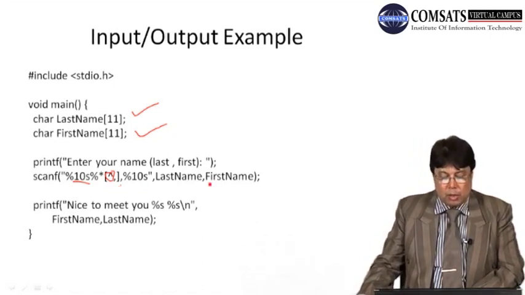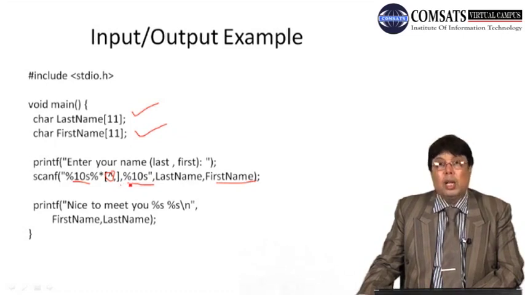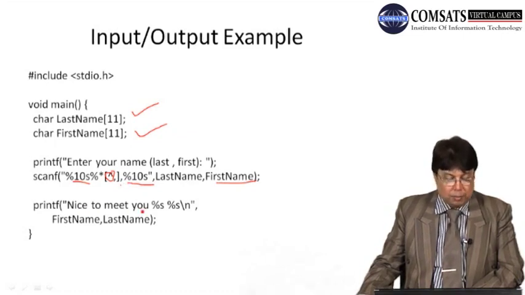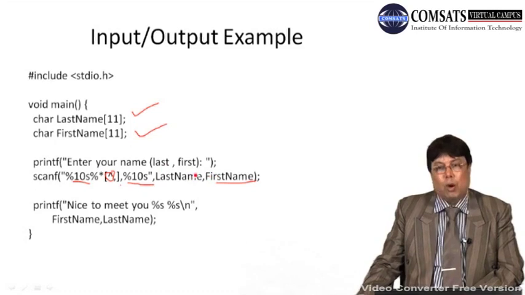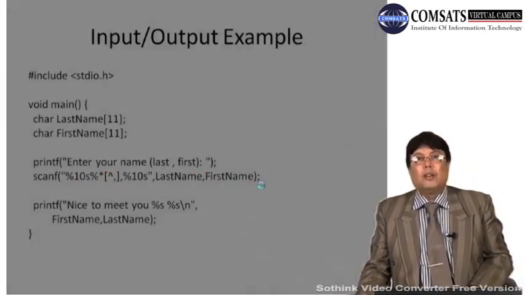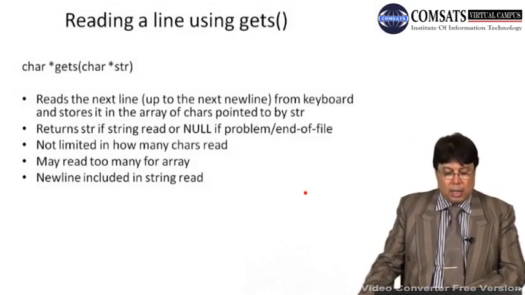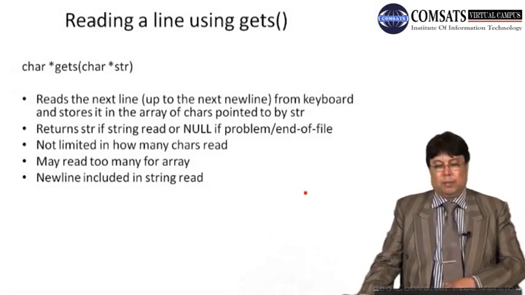Then %s you will use to read the first name, because you are using 2 format specifiers and you are limiting each to 10 character size. Nice to meet you. %s \n, first name comma last name. This is the output of this. Read whatever you will read. Try and see what output you will get.